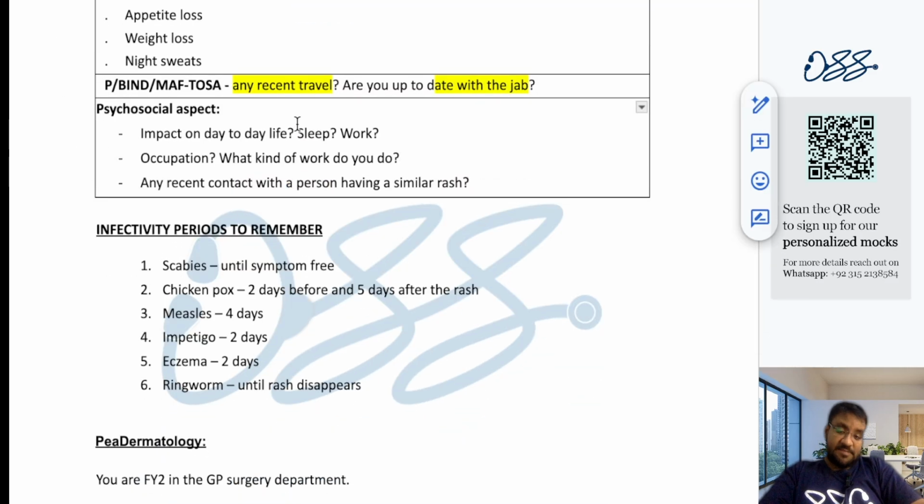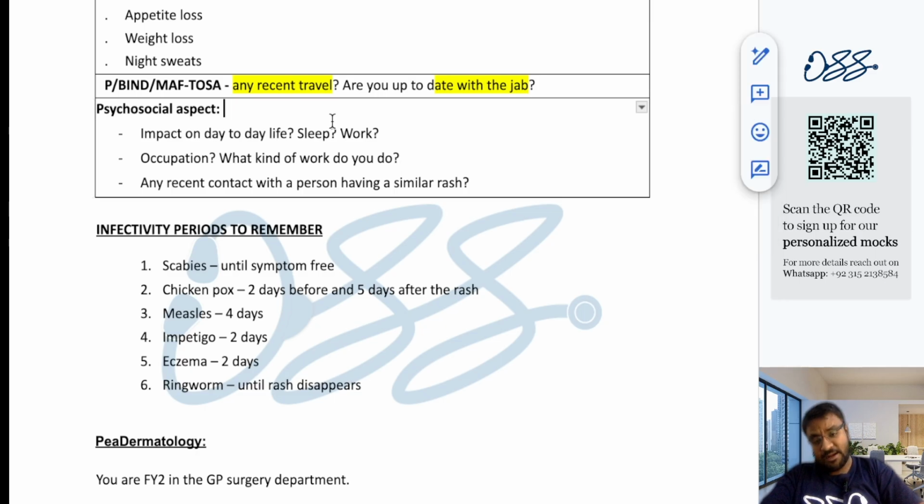Now the last aspect, okay, it's very important: the psychosocial aspect. Why have I mentioned it separately at the end? Because if you're missing out on this layer, then you may be compromising on a lot of your marks. Your IPS may get affected, your data gathering may get affected, and so does your management. So it's very important, and I'm going to tell you why. What are the questions that you need to ask when it comes to the psychosocial aspect in a dermatology case?